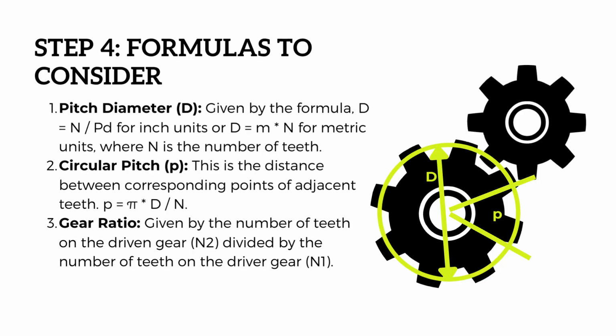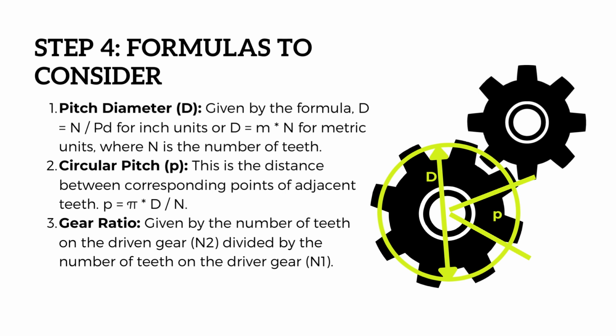In Step 4 of gear design, several essential formulas are highlighted. The pitch diameter, also known as D, is calculated as D equals N divided by PD for inch units, and D equals M times N for metric units, where N denotes the number of teeth. The circular pitch, also known as P, represents the distance between corresponding points on consecutive teeth and is given by the formula P equals pi times D divided by N.